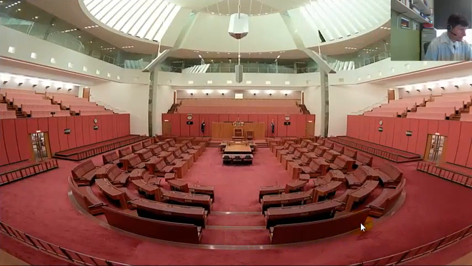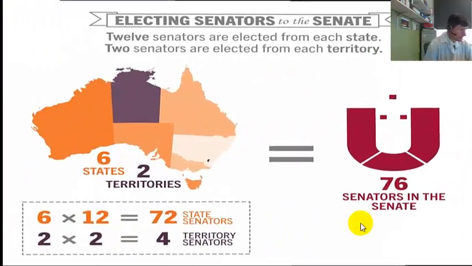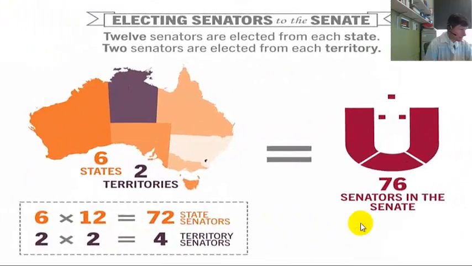Now let's turn our attention to the Senate, which is a different colour, but looks very much the same. In Australia, we've got 6 states, the original states, so each got 12 members, and the 2 territories got 2 members each, so that's Canberra, ACT, and the Northern Territory. The rest of the states have got 12 members each, so that makes up 76 senators in the Senate.